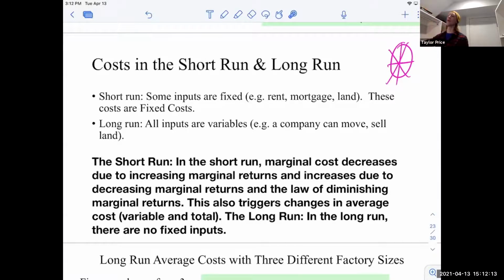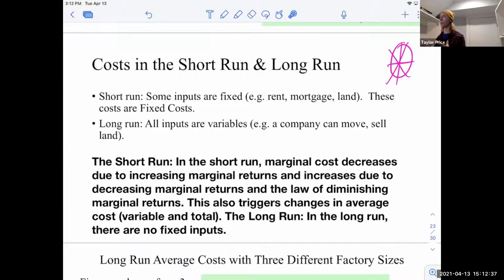But in the long run, all inputs are variable. So basically all costs are variable. A company can move; once its rent or lease is over, it can just leave that building. The company can sell the building that it's in, it can sell the land. So in the long run, every single cost is variable.